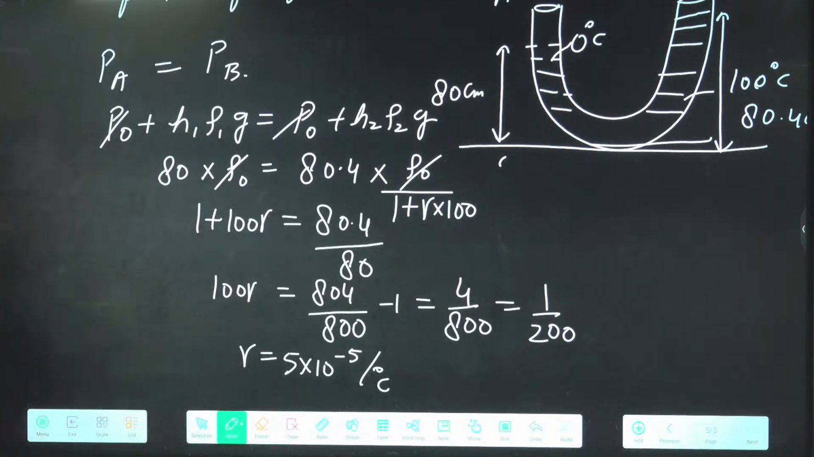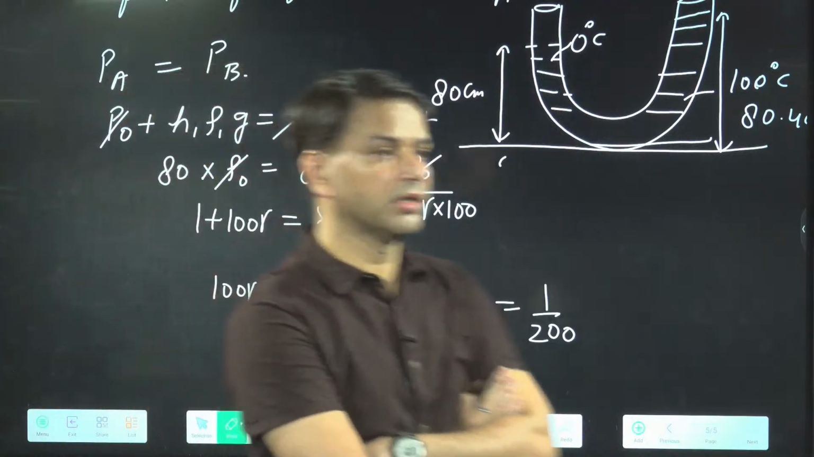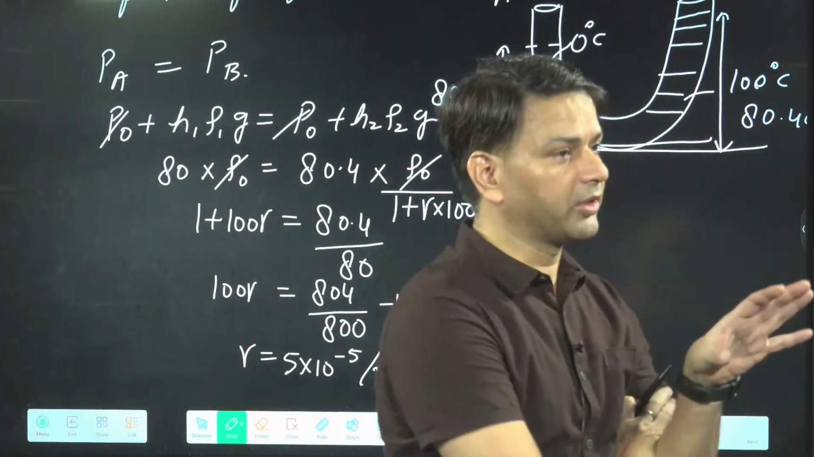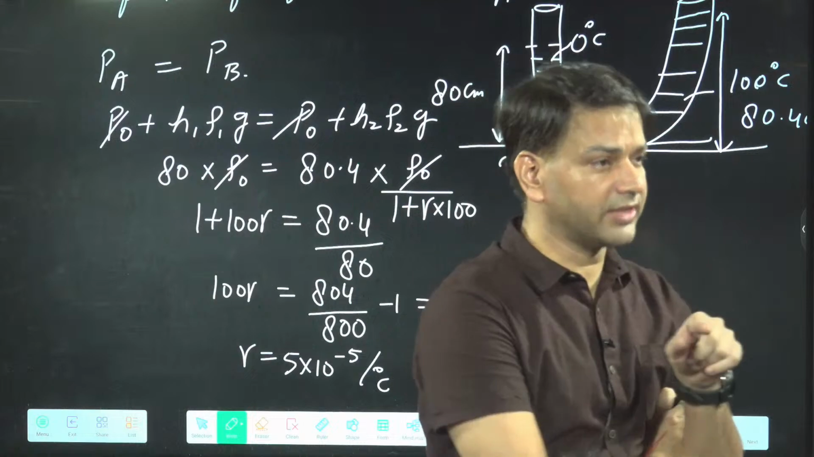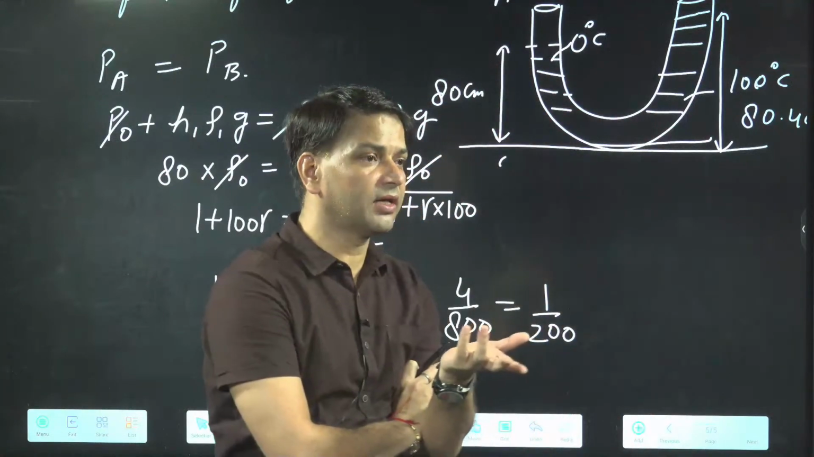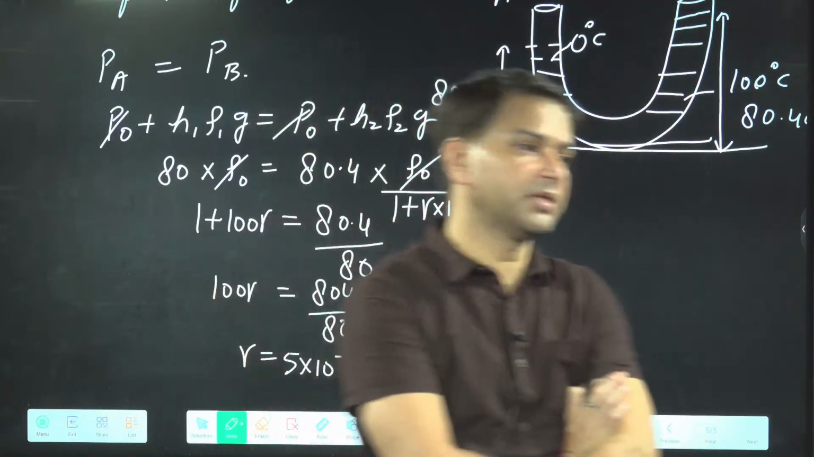Okay. Understood or not? So what I said: if it is the same liquid, then the height will be the same if they are at the same temperature. But why is there a height difference here? Because the temperature on both sides of the arm is different.